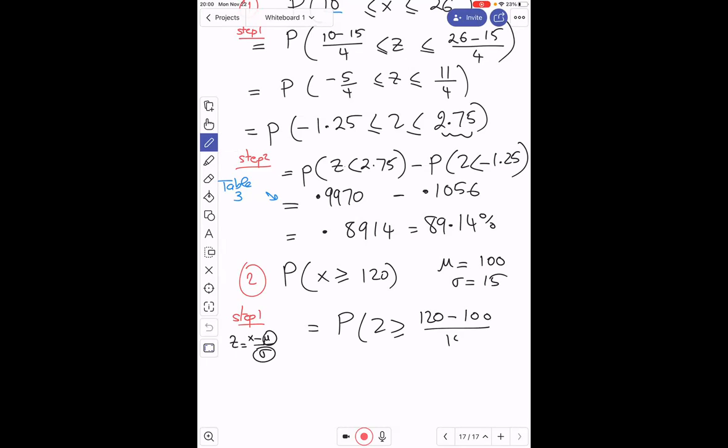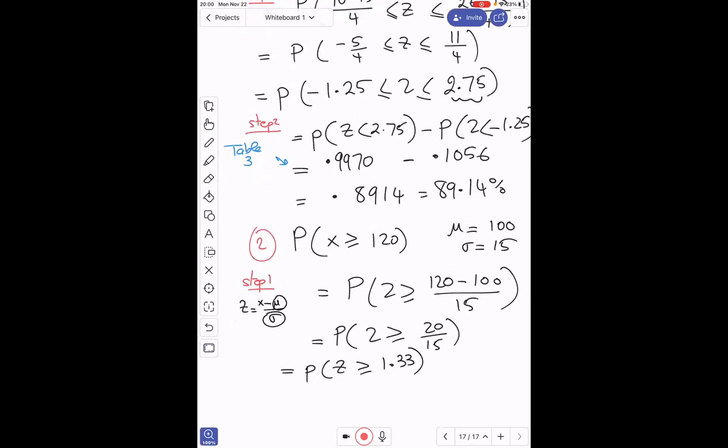Your standard deviation, so over 15. So this is the probability that z is larger than 120 minus 100, that's 20 over 15. Let me just check my notes. It's 1.33. All right. So that's the first step.